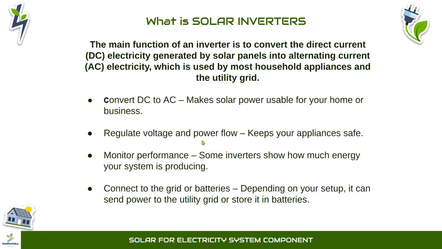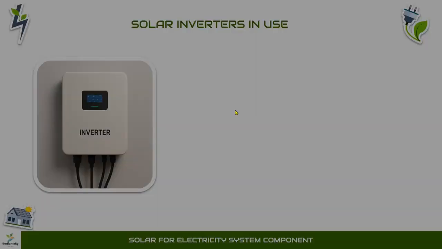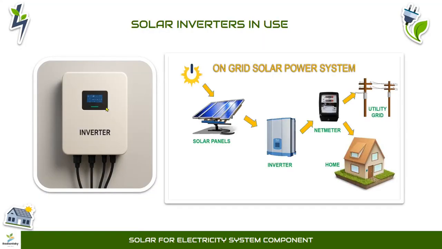To explain this in a diagram, this is how it all works. Let's say this is your inverter. When the solar panel receives the energy, it sends it to the inverter. The inverter converts it to the appropriate current, which is AC current. It can send it to your net meter from your utility grid, or in some cases, it sends it directly to your home use.